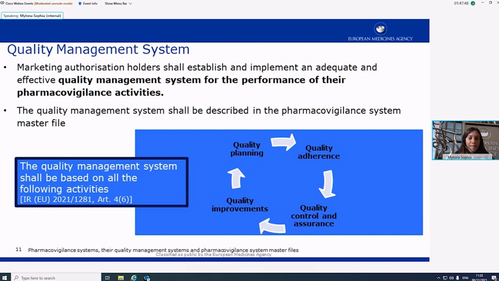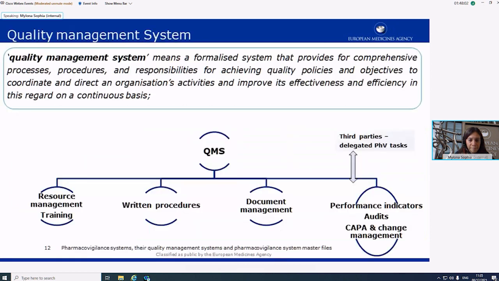So this cycle is continuous, and it should be taken into account for planning and preparing your quality management system for pharmacovigilance activities. If you go to the next one, you can see again here, and this is again not new, the elements of the quality management system. I'm not going to read the definition, this you can find in the legislation, but you really need to think that the quality management system in place will provide effectiveness and efficiency of the system on a continuous basis.